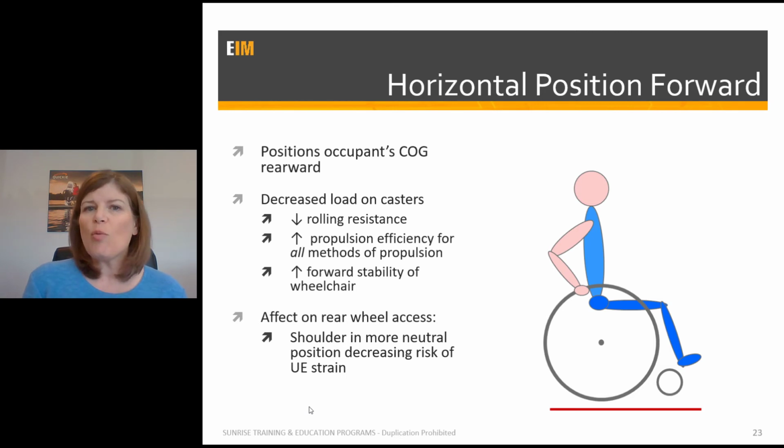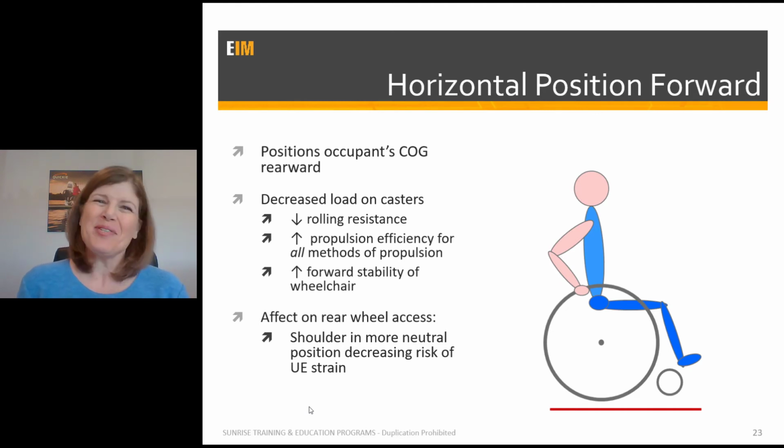When we have that sort of weight distribution, that's going to help to decrease the rolling resistance in the manual wheelchair. Now, one of the outcomes of this is that we're going to introduce more forward stability in the wheelchair. So the chair is less likely to tip in a forward direction, but we are introducing some rearward instability. So an individual might experience or feel some tippiness at the back of the wheelchair. So this isn't necessarily a bad thing.